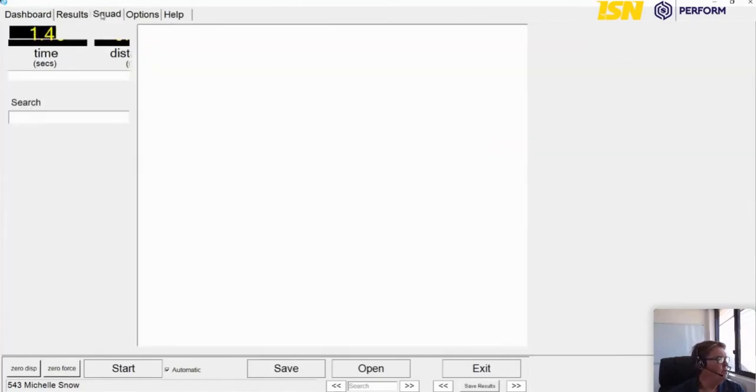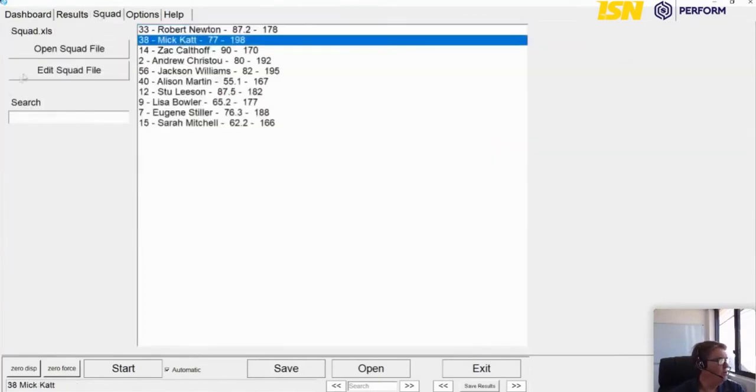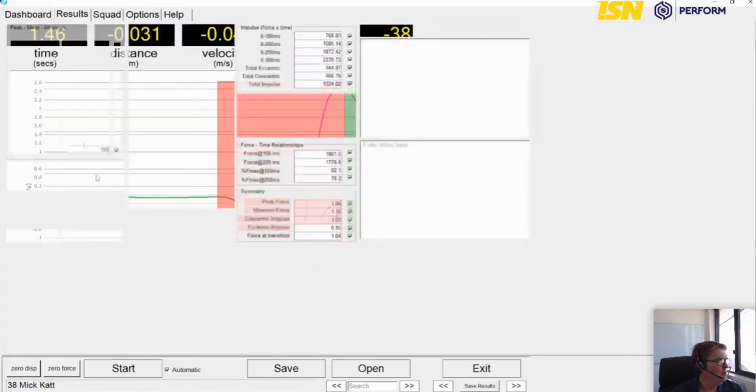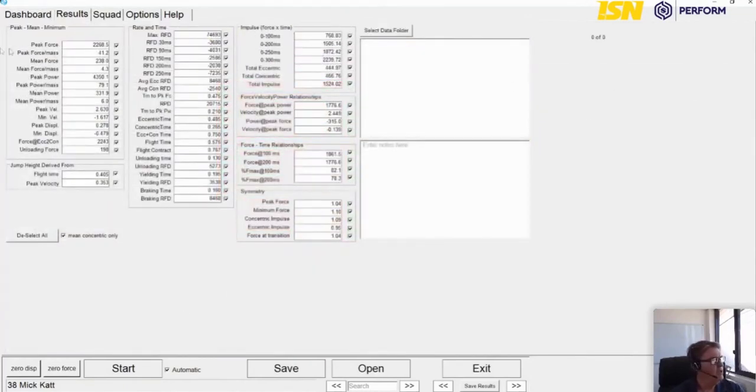So from there, if we have a look at the actual results here, the types of measures that we get out from a counter movement jump are such things as their peak force output, their peak force per kilogram of body weight, their peak power, and their peak power per kilogram of body weight. So that power to weight ratio, of course, is very, very important. We can see here 79 watts per kilogram.